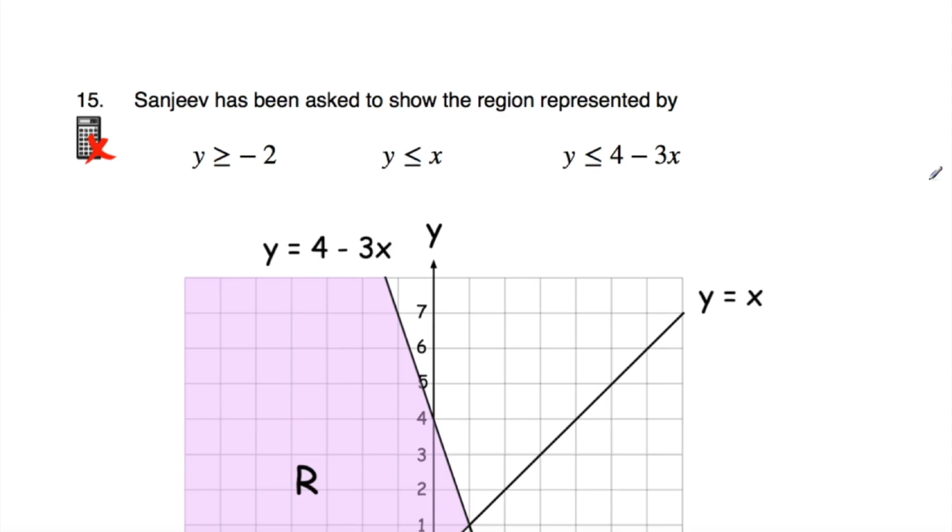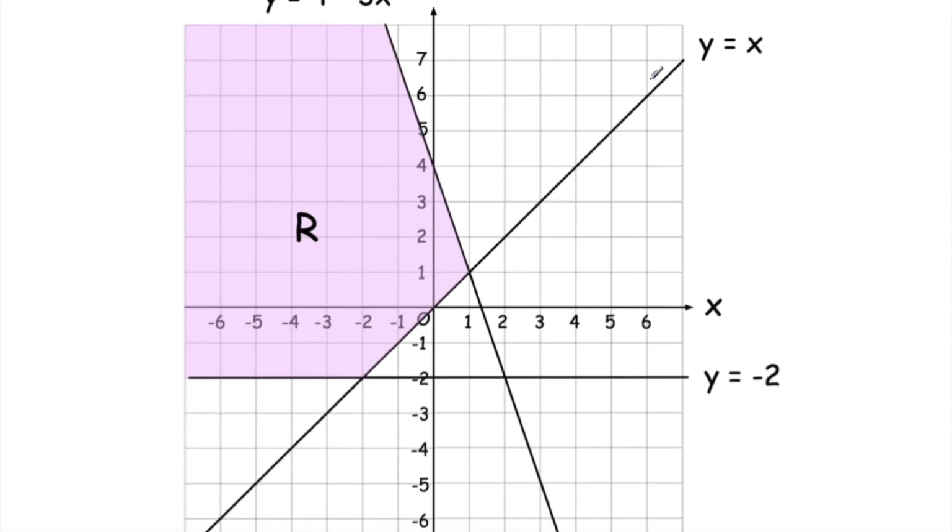Y is less than or equal to x. So the line y equals x is that line. Yep, it goes through the point 0, 0, 1, 1, 2, 2. So he's drawn it correctly.